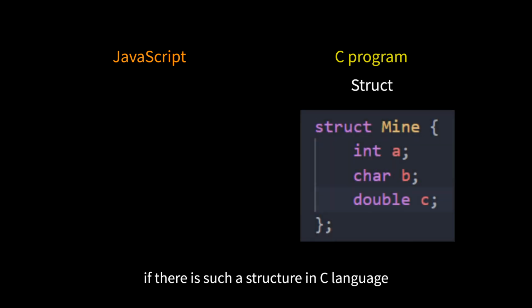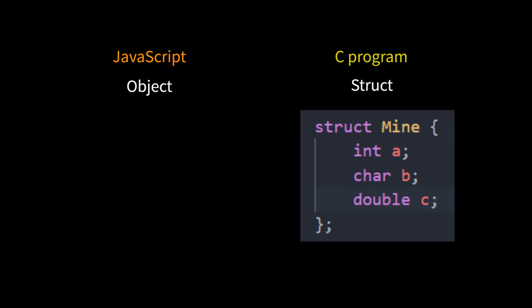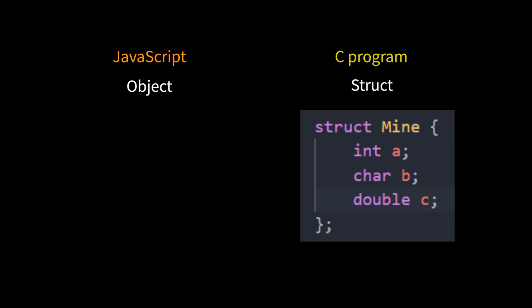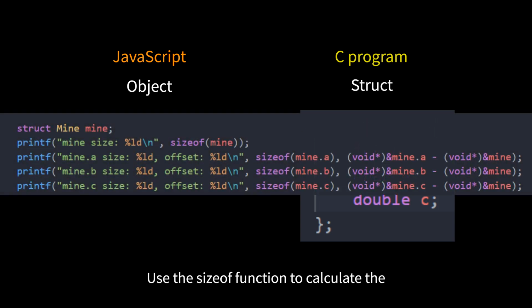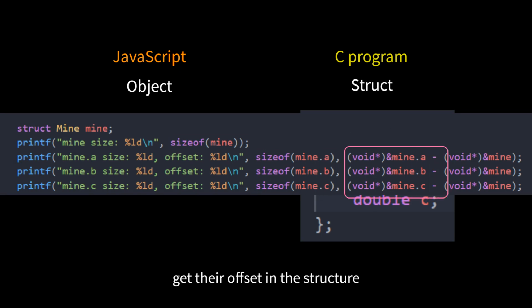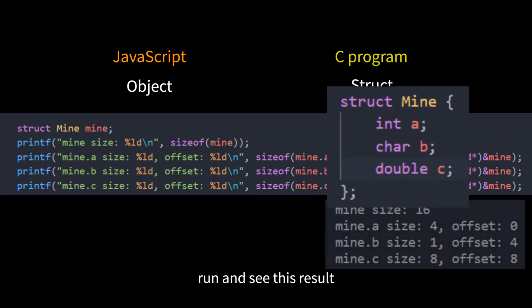Then, to be more complicated, if there is such a structure in C language, which contains multiple key value pairs, similar variable types are equivalent to object in JS. Similarly, the premise of wanting to read it is to understand how the structure is stored in the memory where the C program runs. So I wrote this piece of code. Use the sizeof function to calculate the memory size of the structure and each child member variable. Then get each child member pointer, and get their offset in the structure. Run it and see this result.